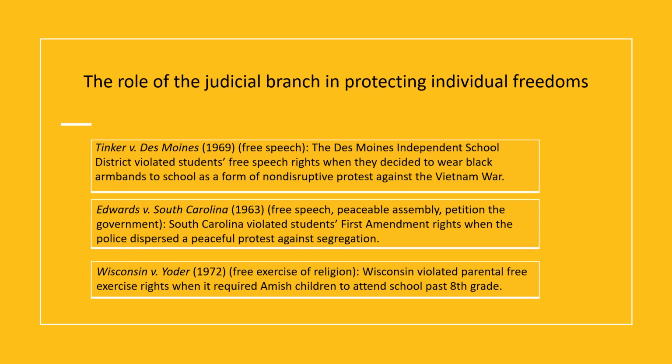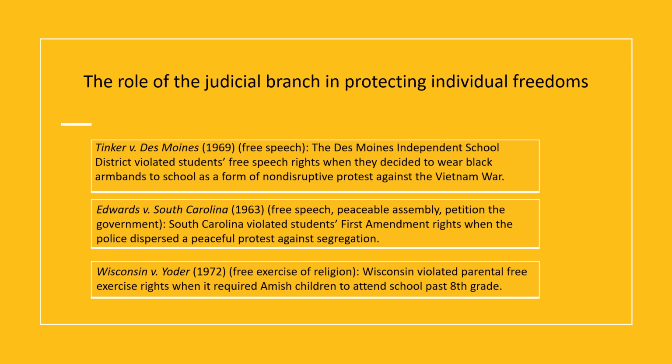Now we're going to look at the role of the judicial branch in protecting individual freedoms. Here we see three U.S. Supreme Court cases from the 1960s and 70s. Tinker versus Des Moines focused on speech. The Des Moines Independent School District violated students' free speech rights when they decided to wear black armbands to school as a form of non-disruptive protest against the Vietnam War.